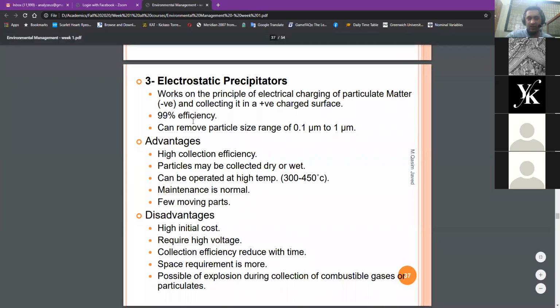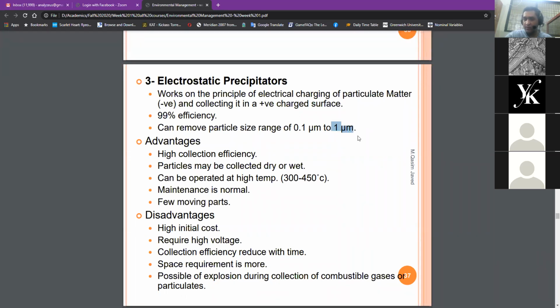The best thing here is that it has a 99% efficiency ratio, which is extreme. It can remove particle sizes ranging from 0.1 micron to 1 micron. This is extremely amazing. Water filters which we use to clean drinking water normally have a size of 1 micron. 1 micron is about the size of a human hair. 0.1 is so small that it can actually capture bacteria and viruses. So this is an extreme size, which is amazing.